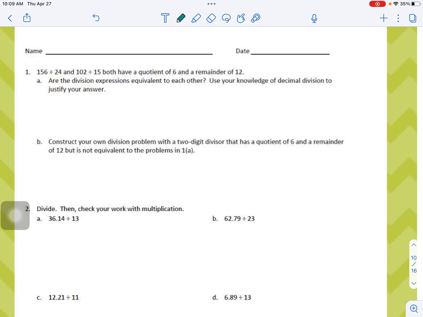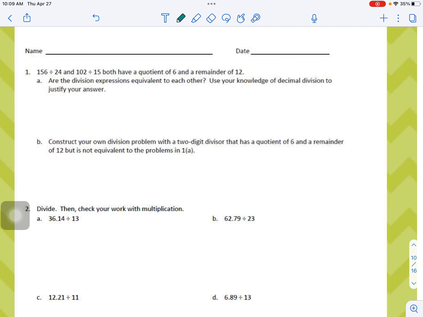Okay, today we're going to continue with decimal division. So problem 1A says 156 divided by 24 and 102 divided by 15 both have a quotient of 6 and a remainder of 12. Are the division expressions equivalent to each other? Use your knowledge of decimal division to justify your answer.